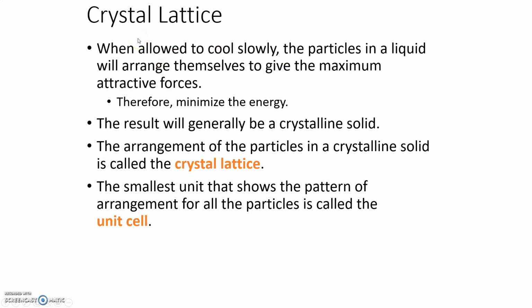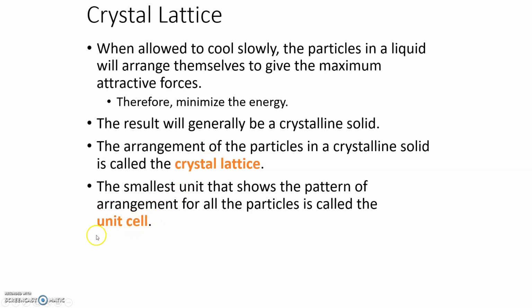What is a crystal lattice? When allowed to cool slowly, the particles in the liquid will arrange themselves to give the maximum attractive forces. So they minimize the energy. As a result, we get a crystalline solid. The structure of the crystalline solid is called a crystal lattice, and it is made of a unit cell.